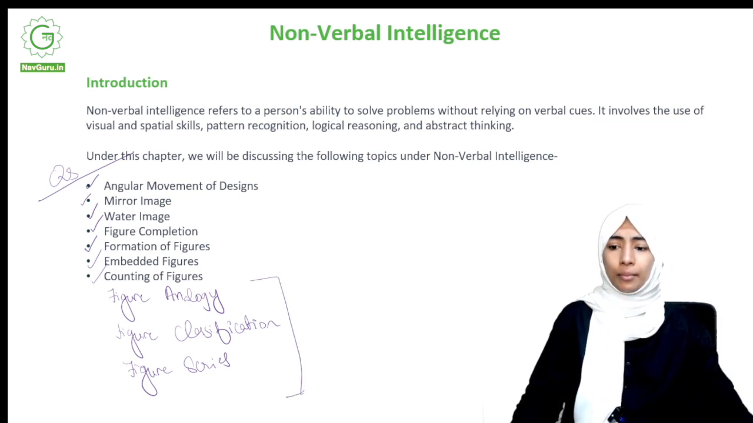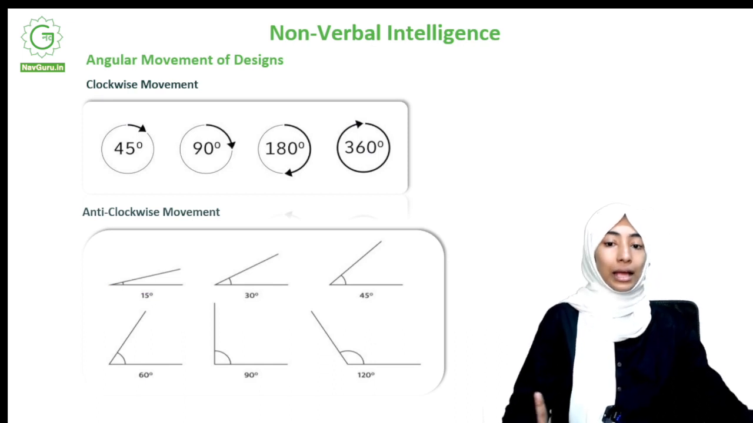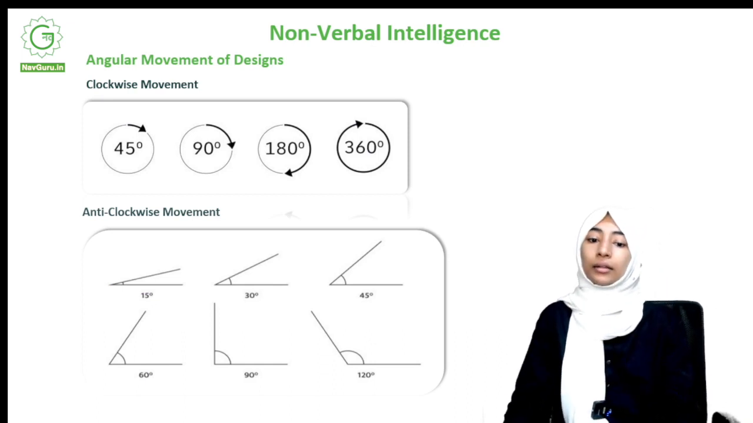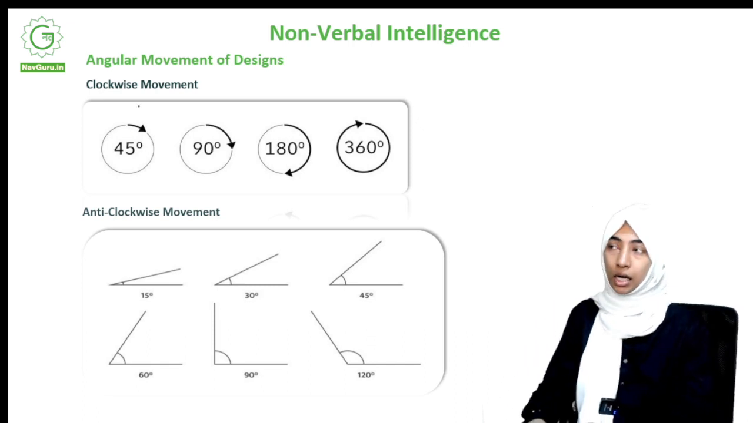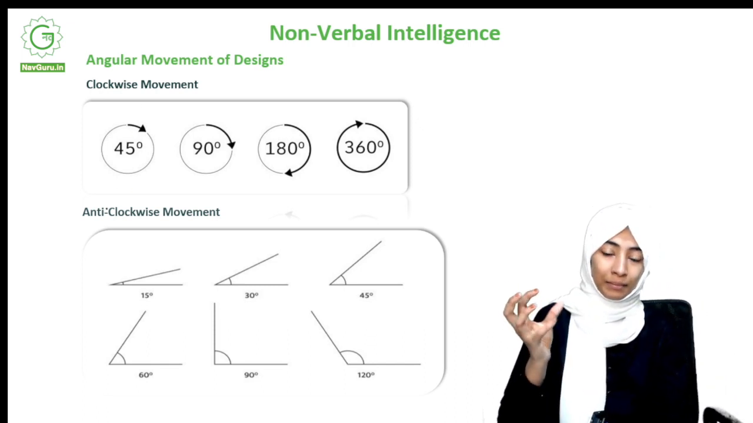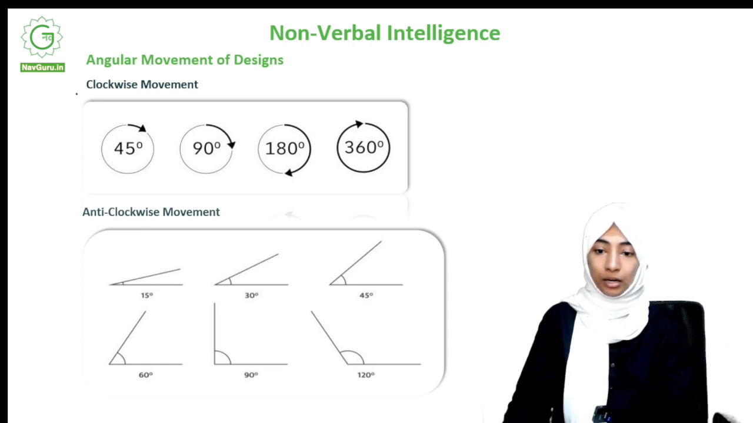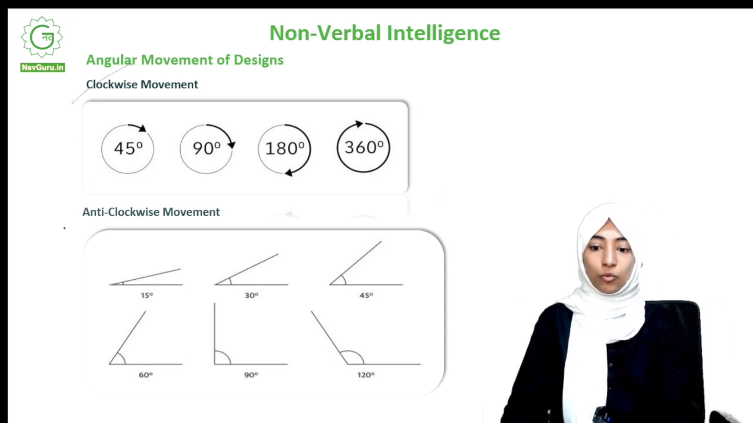Moving on, we learned about angular movement of designs. The main part of this topic is clockwise movement and anti-clockwise movement. You also need to have a rough idea of how much 45 degree, 90 degree, 180 degree and 360 degree is, both clockwise and how it looks anti-clockwise.